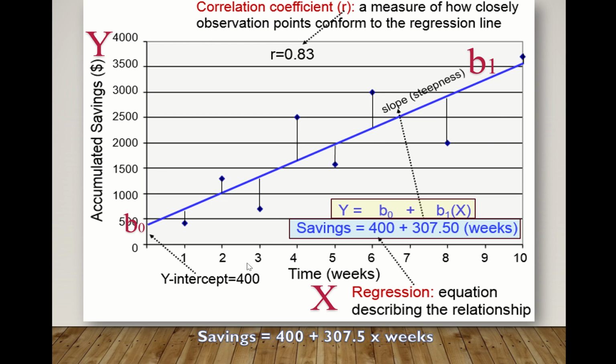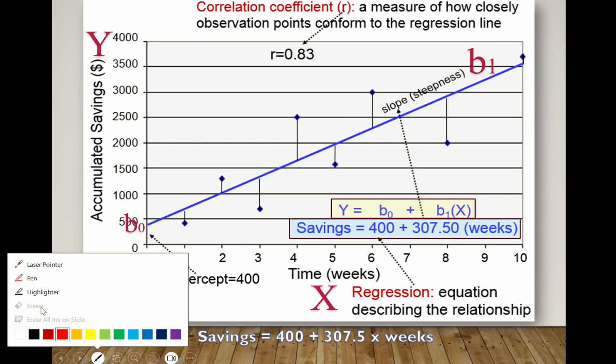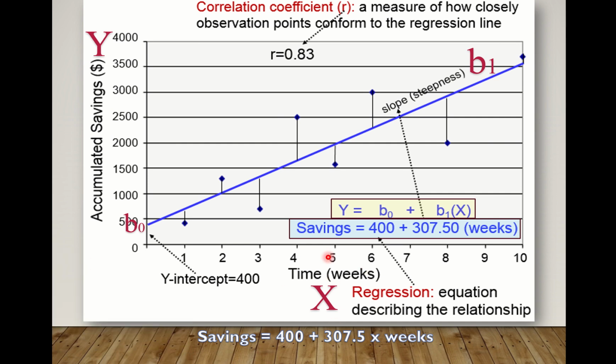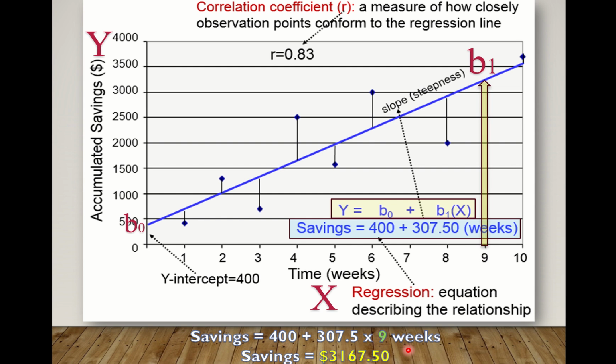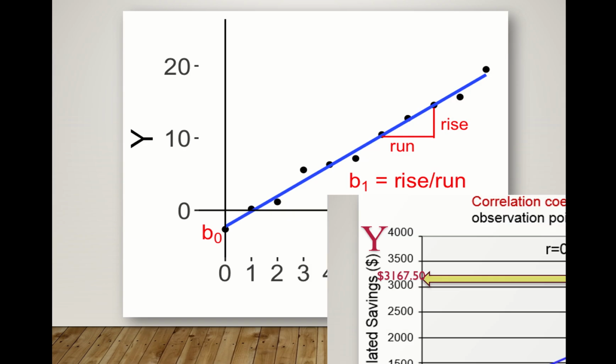So imagine that we're trying to predict, based on this linear regression, how much somebody is going to save if they save up for 9 weeks. So I'm going to take that number of weeks, which is 9 weeks, and plug that into my regression analysis formula, and that gives me a y value, a dependent value of 3,167 and 50 cents. So essentially, I'm using that straight line regression relationship to predict that based on 9 weeks of saving, that person is going to save 3,167 and 50 cents.